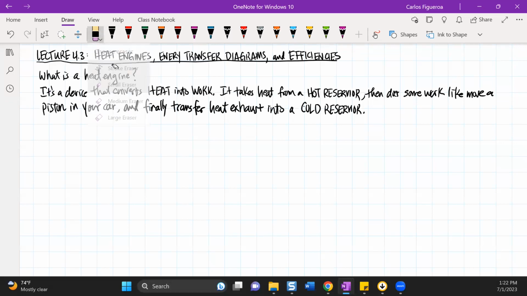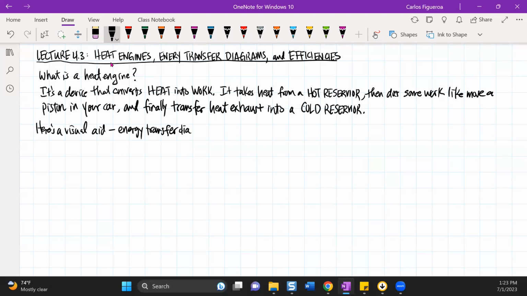So let's do a visual aid, okay? So just to write down in a picture what I just showed you here is a visual aid. And this is actually called an energy transfer diagram. So here's what I see. I have a hot reservoir. Okay, here's my hot reservoir.